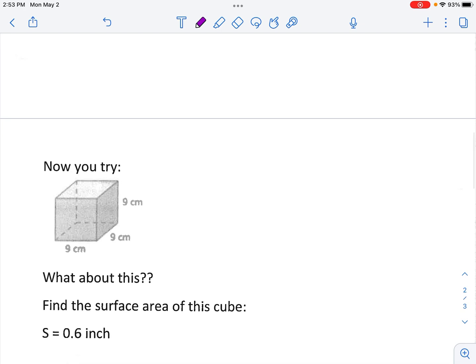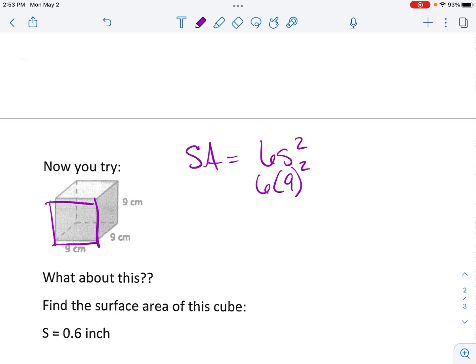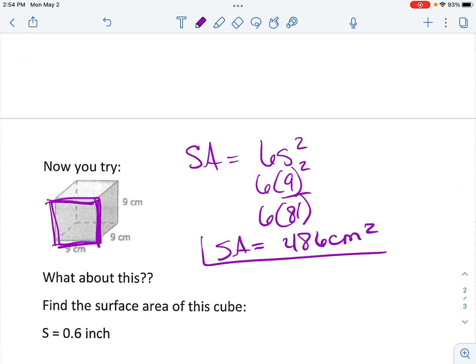Here's another one. Let's start with the formula to find the surface area. There's 6 sides, and we're going to do the sides squared first. The sides are 9 by 9, so I'm going to plug in 9 for my area of one face. And to find the area of one face, remember it's a square, so it's just 9 times 9, which is 81. And then multiply it by 6 since there are 6 sides. So if I do 81 times 6, surface area is going to be 486 square centimeters.